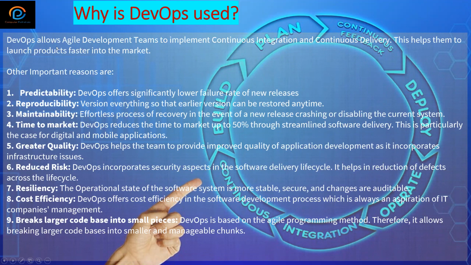A third option is maintainability. You can maintain the process of recovery in case of a crash of a new release or any problem in the current system. For example, we are using Kubernetes and Docker as containers. So if something happens to our system, for example to a particular pod, within a minute you can start a new one. Because earlier, 5 to 10 years ago, it took a lot of hours to create a new system.